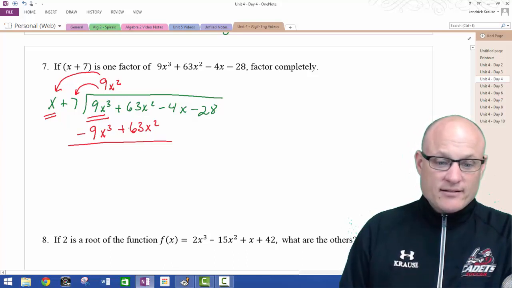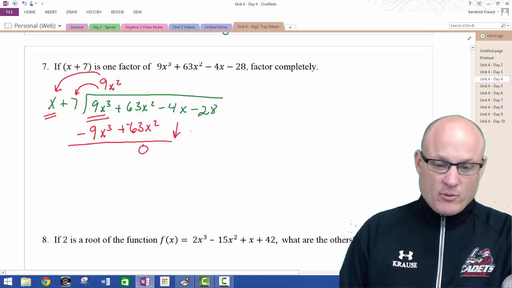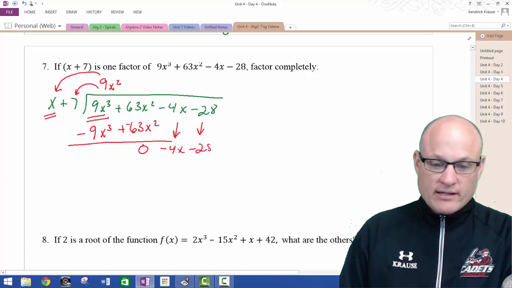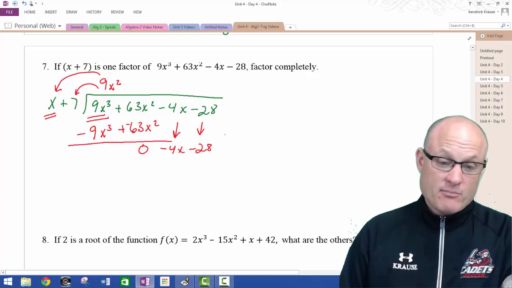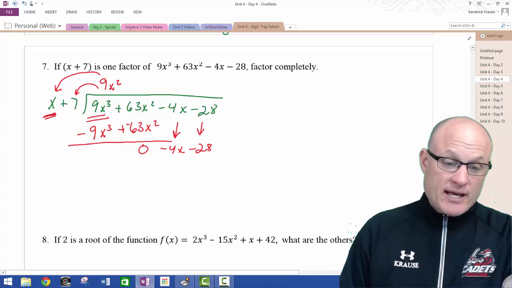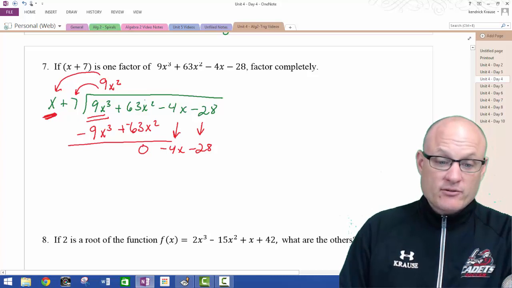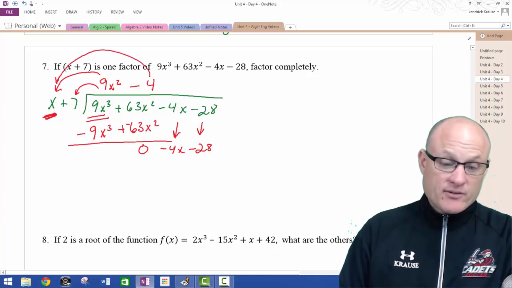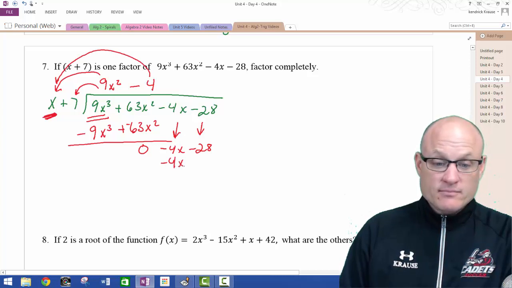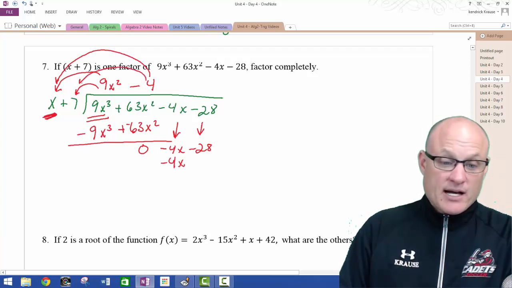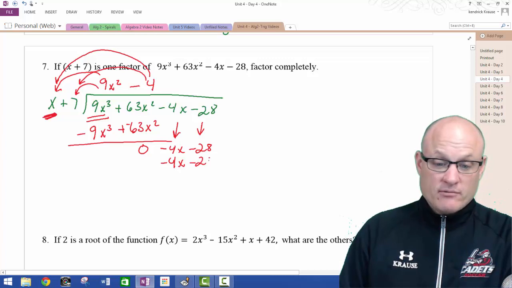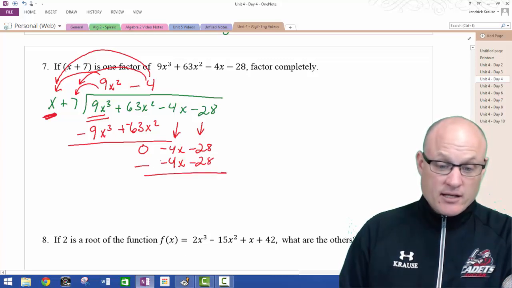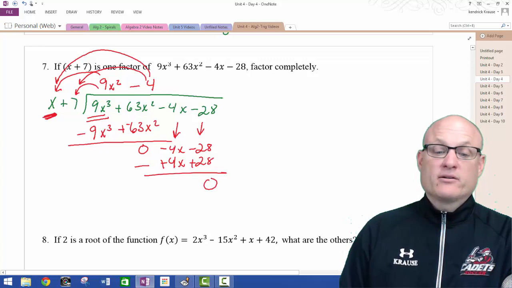I'm going to subtract and subtract. I end up with 0. Well, that means I have to bring down both of these. Minus 4x minus 28. That's a new thing. What do I have to multiply x by to get minus 4x? Well, minus 4. So negative 4 times x is negative 4x. Negative 4 times positive 7 is negative 28. Well, they match again. Subtract, add, remainder of 0.